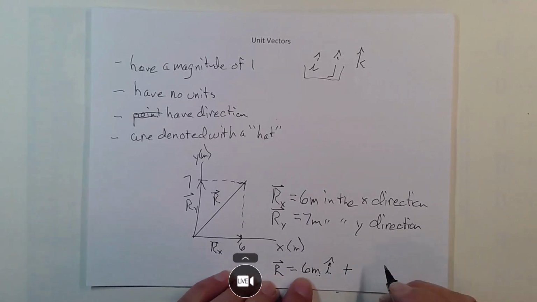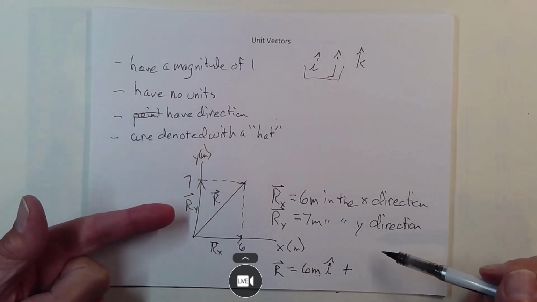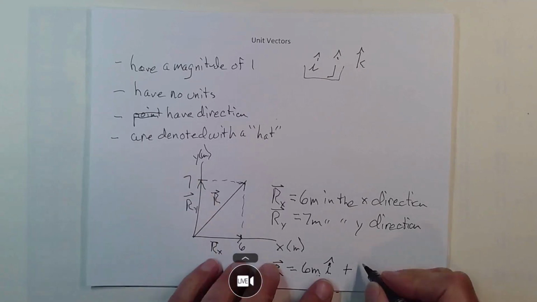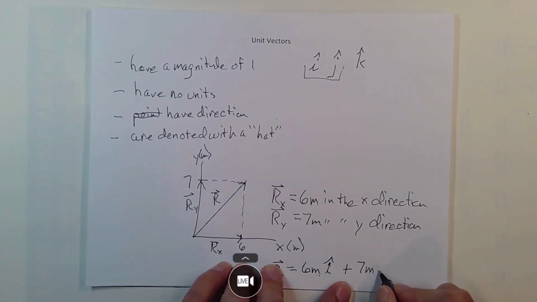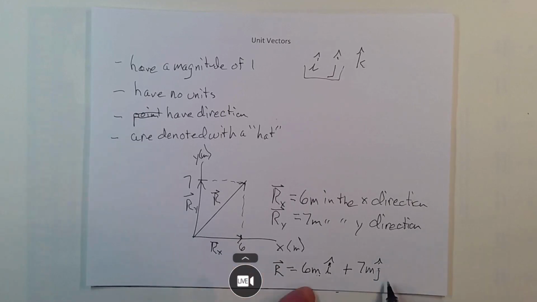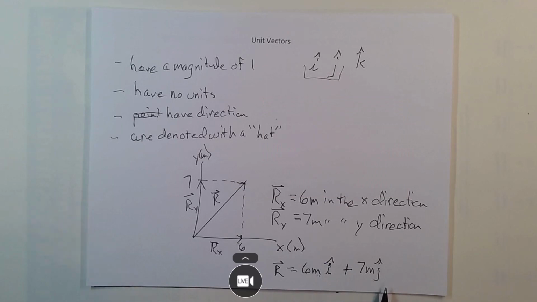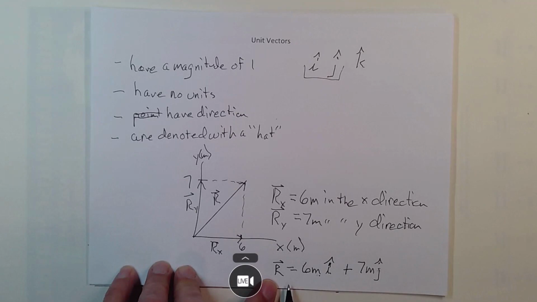That's only part of r. Plus, it's got a 7 meter vector in the j hat direction, or in the y direction. Well, if I multiply 7 meters by j hat, that's this vector. 6 meters in the i hat plus 7 meters in the j hat. This is called component form, or I think of it also as just i hat j hat form. When I ask you to write a vector in i hat j hat form, that's what I mean. So that's what they'll be. And we'll see that we can do all sorts of stuff when we've got the vectors in this form.